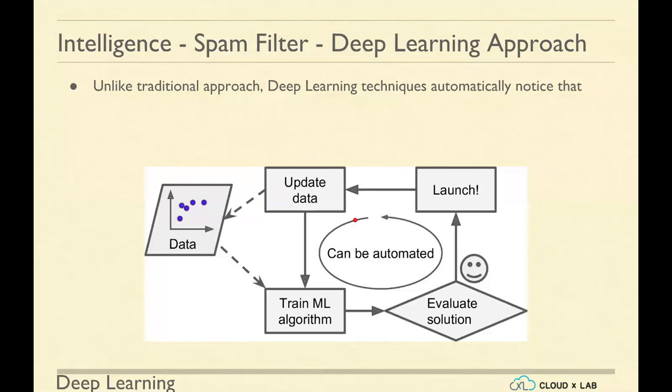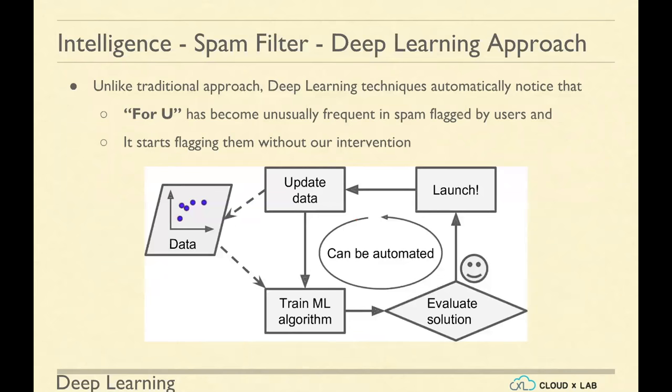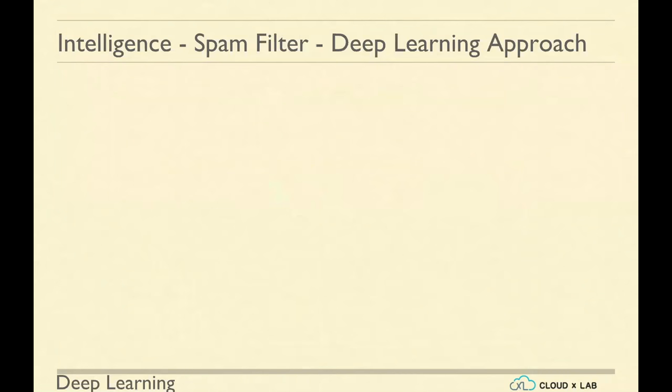Unlike traditional approaches, deep learning or machine learning techniques automatically notice what has been unusually frequent in spam flagged by the users, and it starts flagging them without our intervention.